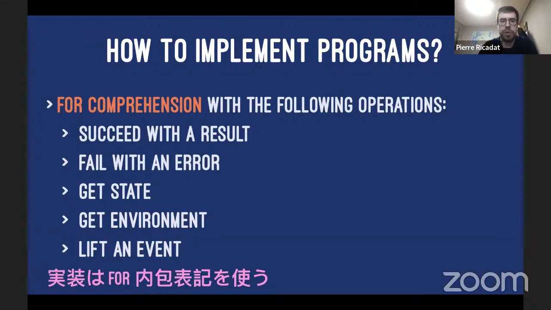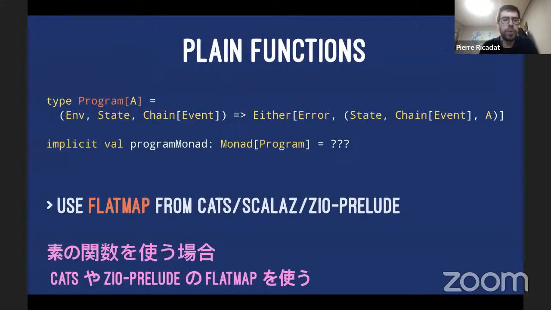So how to implement that? How to implement the program of A, for example? One option is just to use a plain function. That's the most naive approach. You say a program is just a function from environment, state, and maybe previous events to an error and new state, new events, and a result. And then we could use the monad instance that is defined in libraries such as Cats, Scalaz, or ZIO Prelude, and then just use flatMap and write for comprehension with those functions.